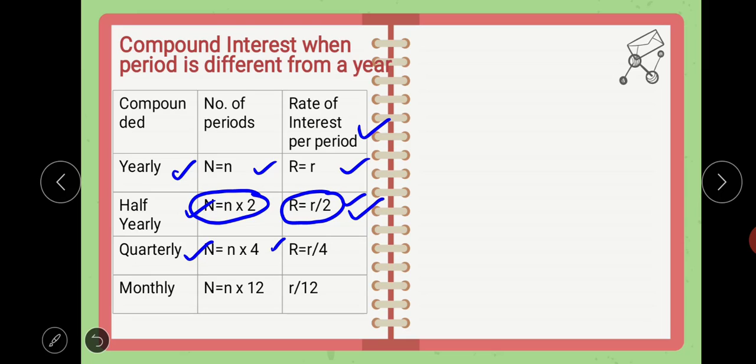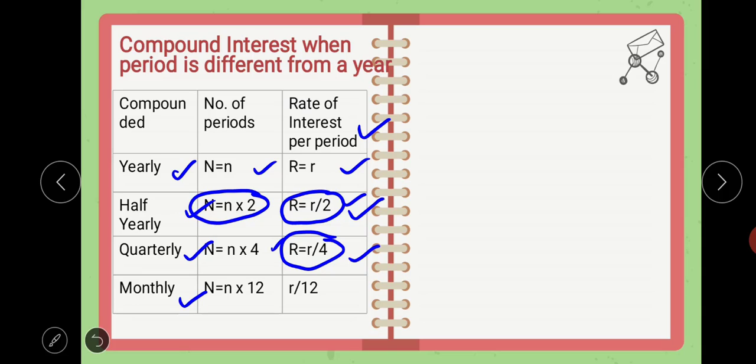Then the rate of interest. The rate of interest given for a year is 10%. Then we have to take the rate of interest per quarter. So R divided by 4. It means for 1 year the rate of interest is 10%, so 10 divided by 4. So we have to take this value of R and we can calculate amount in compound interest and compound interest directly. Again the same for compound interest compounded monthly.